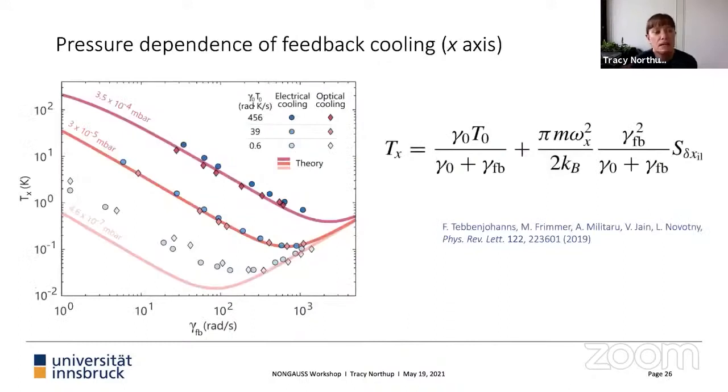What does that mean as a function of pressure? So we did this cooling for different background pressures, where you see here 3 different theory curves and also 3 different sets of data. So there are 6 sets of data, both electrical and optical cooling at the 3 different pressures.